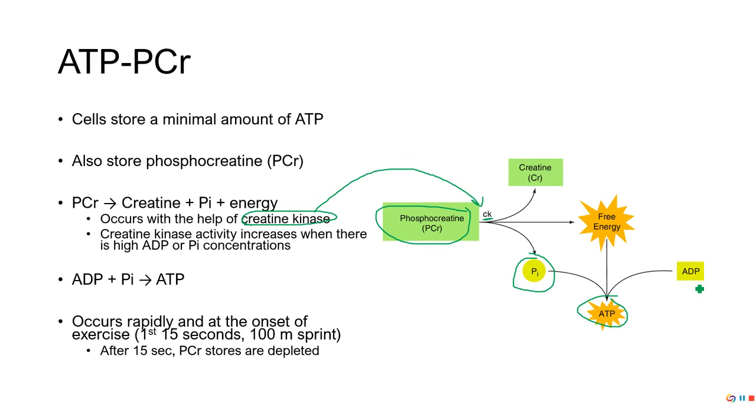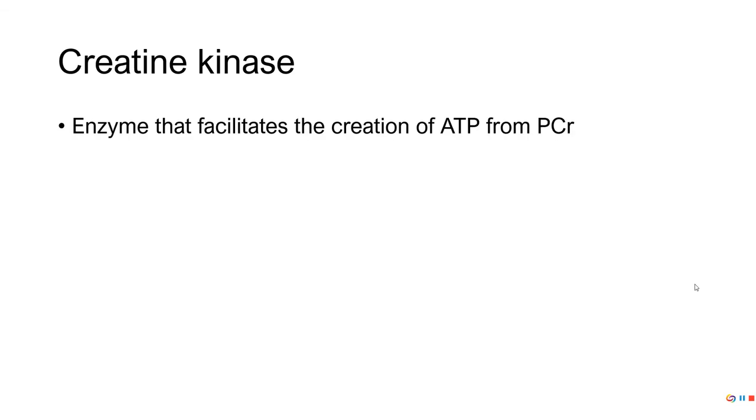And so that's why we don't just rely on the ATP-PCr system. Now, creatine kinase is this enzyme, right? And this enzyme helps this reaction to occur. But what's important to know is your body is very efficient, okay?